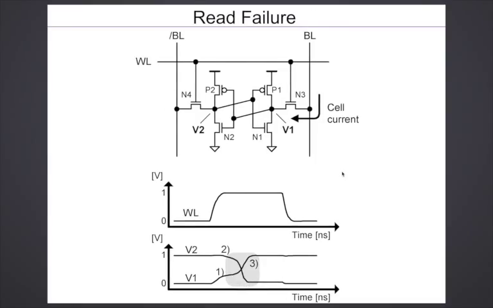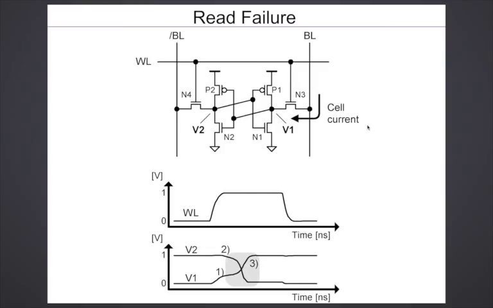Now when you have a failure in read, what happens is that this node V1 goes up, and it goes up enough to essentially trip this inverter. The voltage goes beyond the logic trip point of this inverter. And when that happens, as V1 goes up, V2 starts falling, and if it goes beyond a certain value, V2 will just fall and V1 will take the opposite value. So when you read the cell, you flip the contents of the cell. So you have destroyed the information content in the cell. So this is a read failure.